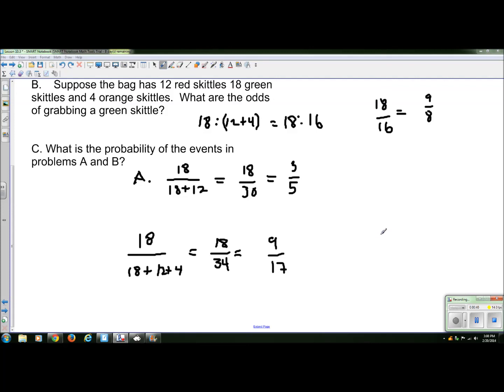Notice that this really changes the restrictions that odds have on it in comparison to probability. Probability must be between 0 and 1, whereas odds, they must be greater than 0. You can't have negative odds. But you could have odds that are bigger than 1. For instance, 9/8. 9/8 is bigger than 1.